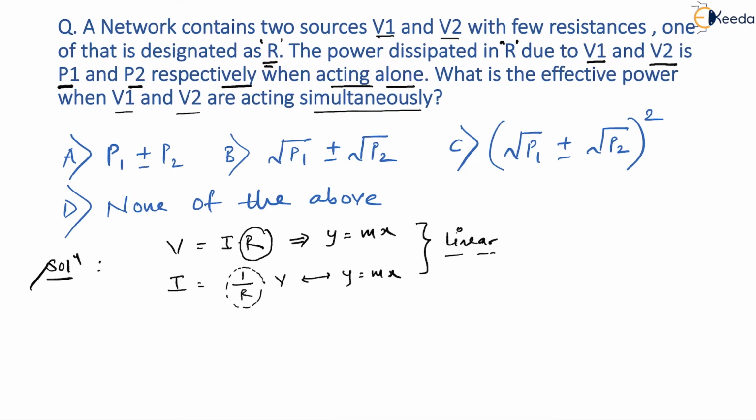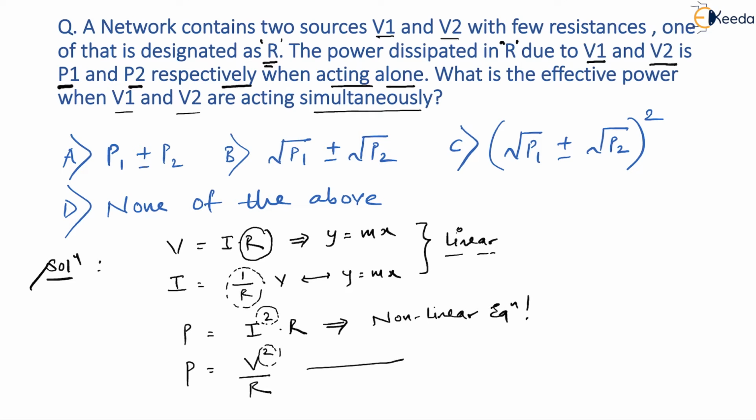When it comes to power, the equation is I square R. The moment this square comes into the picture, it is a completely non-linear equation. Whether you write power in terms of current or in terms of voltage, it gives you a non-linear equation with respect to R. For example, you can write power as V square by R. Still, as you can see, the square term has come and again it leads to a non-linear equation. That is the only reason why superposition theorem is not applicable for power calculations.